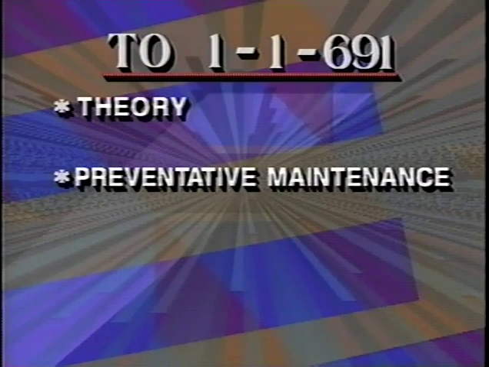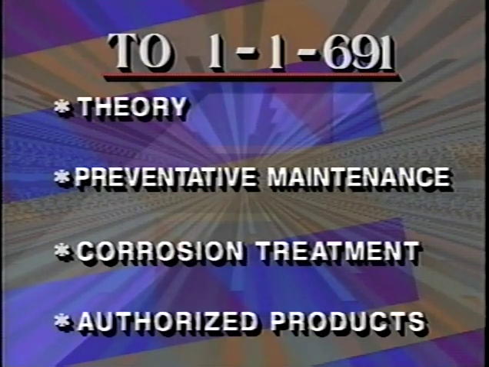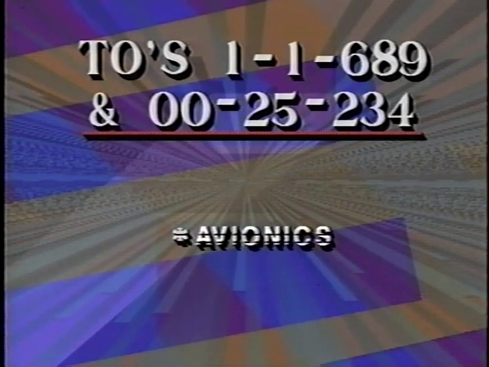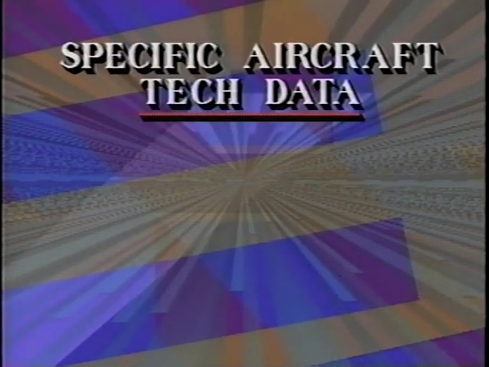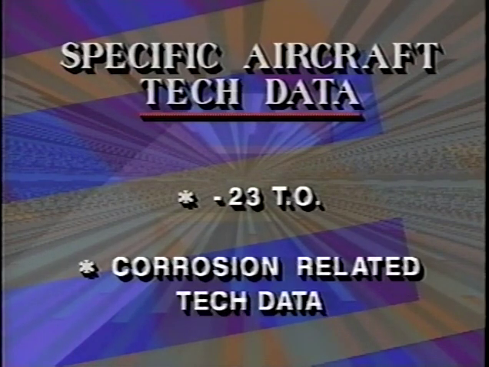TO 1-1-691 covers general aircraft corrosion, including theory, preventative maintenance, corrosion treatment, and authorized cleaners and solvents. TOs 1-1-689 and 00-25-234 cover avionics-related corrosion concerns. Additionally, the specific aircraft corrosion-related technical data is available for each type of aircraft.